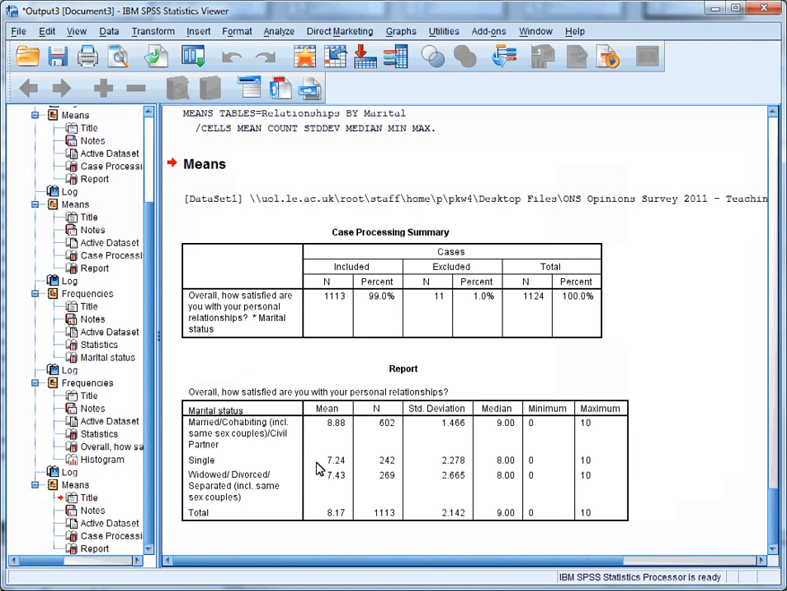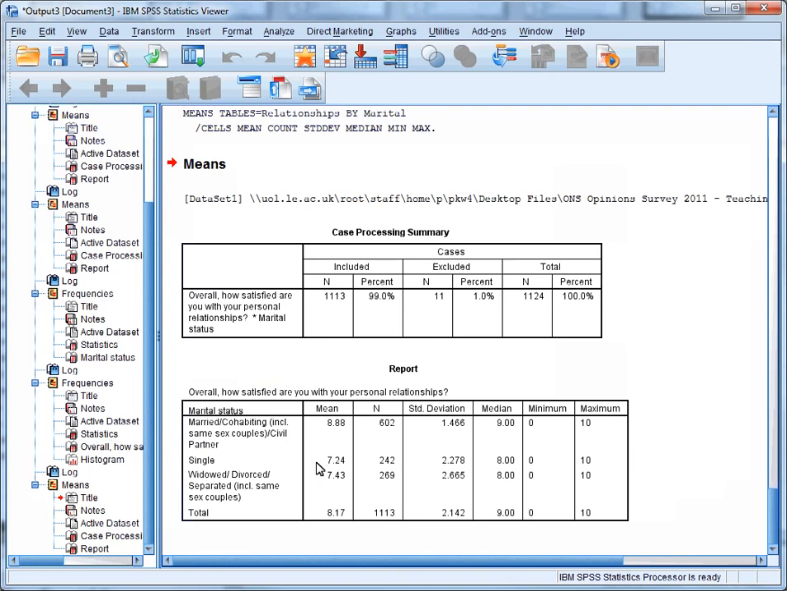But what about the difference between single respondents and those who are widowed, divorced and separated? On the face of it, there is very little difference between them. Their medians are identical and their means are very similar. There is also very little difference between their standard deviations.